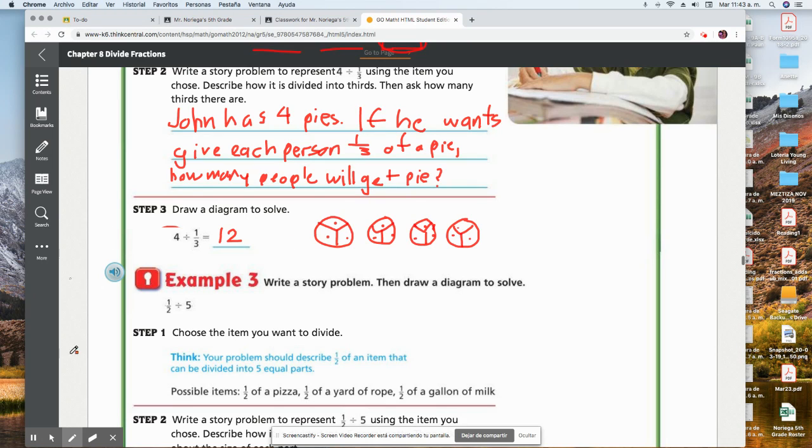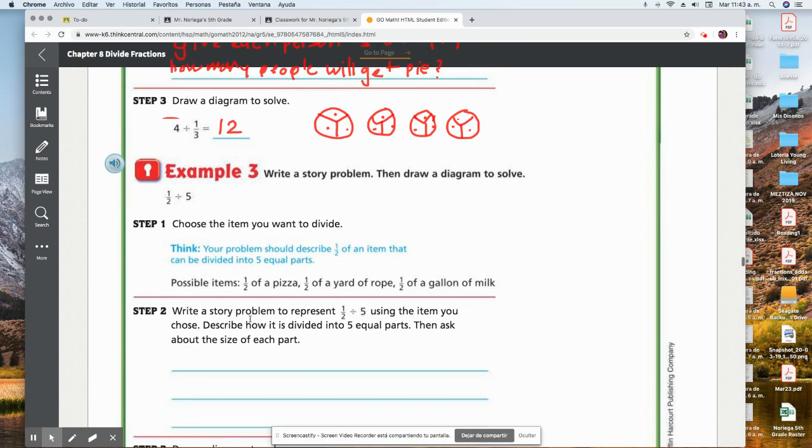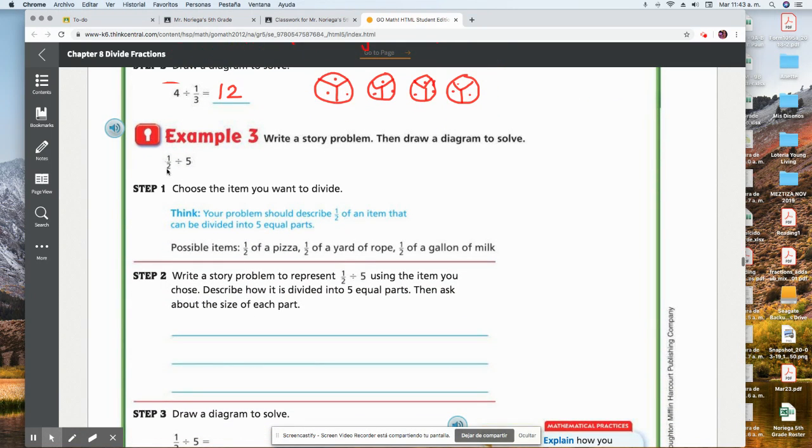All right, example 3. Write a story problem, then draw a diagram to solve. Now, in this case, our dividend is a fraction and our divisor is a whole number. Step 1, choose the item you want to divide. Your problem should describe 1/2 of an item that can be divided into 5 equal parts. We can use half of a pizza, half of a yard of rope, or half of a gallon of milk.